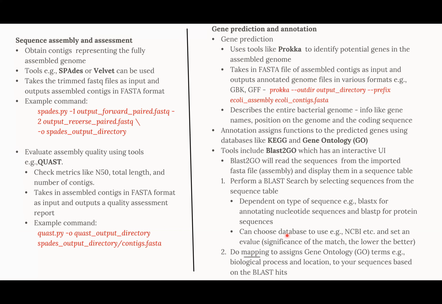And then after you have performed your BLAST, you can do mapping to assign Gene Ontology terms. Gene Ontology terms are terms such as the biological process the gene is involved in, let's say DNA replication, and the location of the biological process, like the cytoplasm or the mitochondria, something like that. This is assigned based on the BLAST hits.